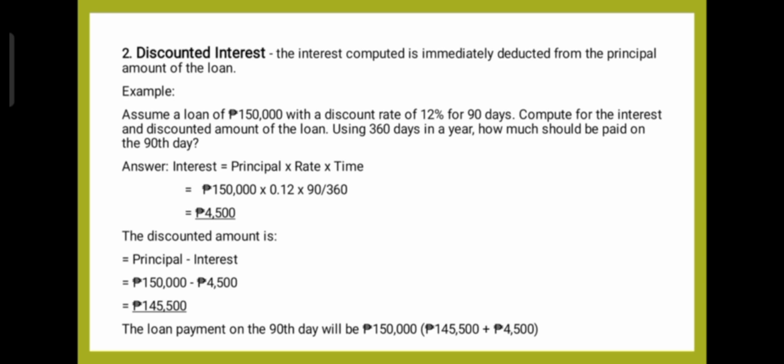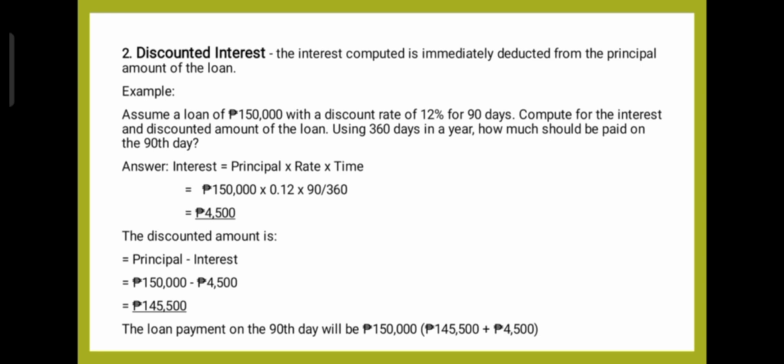So, here's an example. Assume a loan of 150,000 with a discount rate of 12% for 90 days. So, parang same lang nung unang example. Compute for the interest and discounted amount of the loan. Using 360 days in a year, how much should be paid on the 98th day? So, pag kukuha ng interest, same formula. Interest is equals to principal times rate times time. So, 150,000 times 0.12 times 90 over 360 is equals to 4,500.